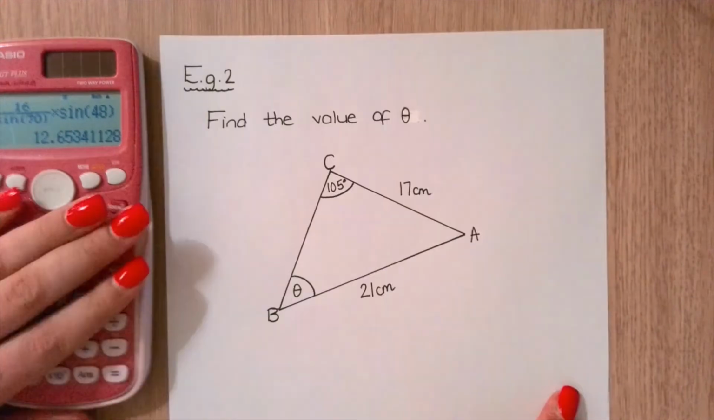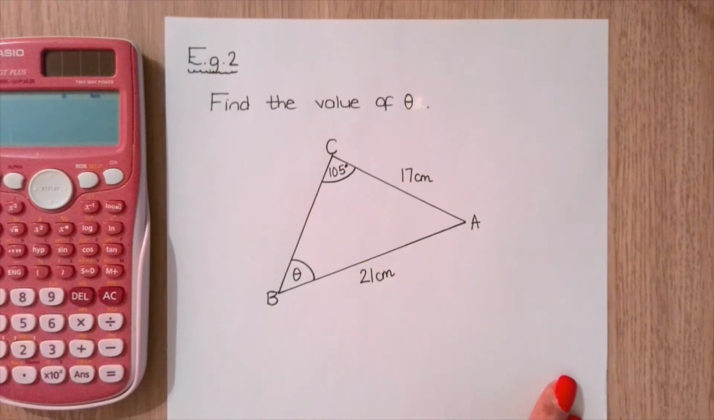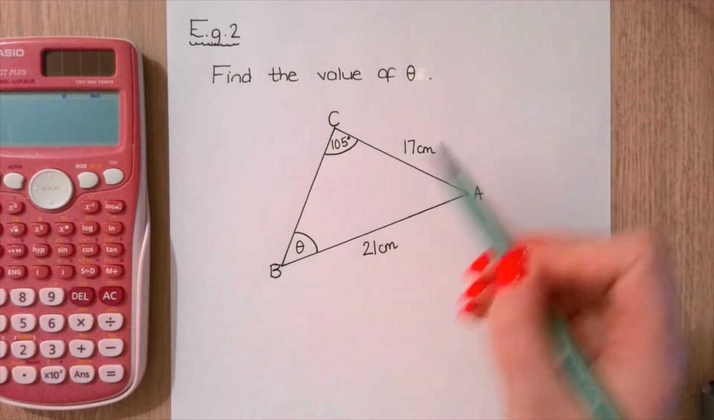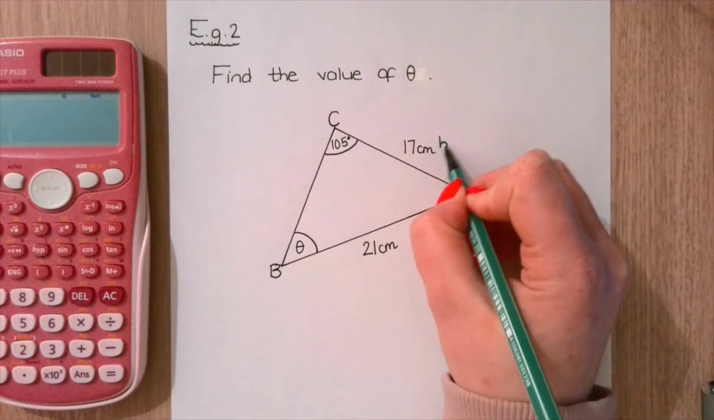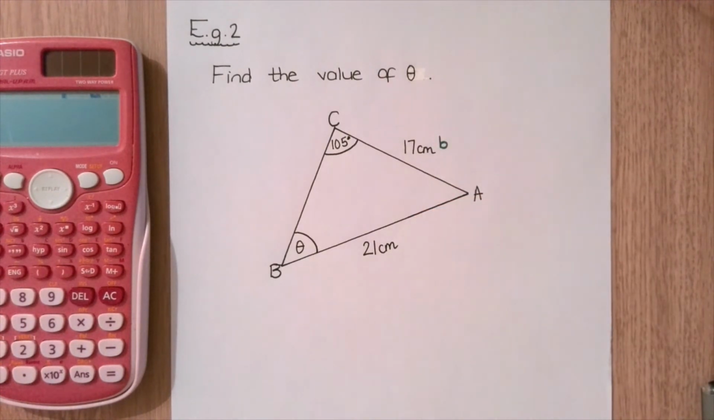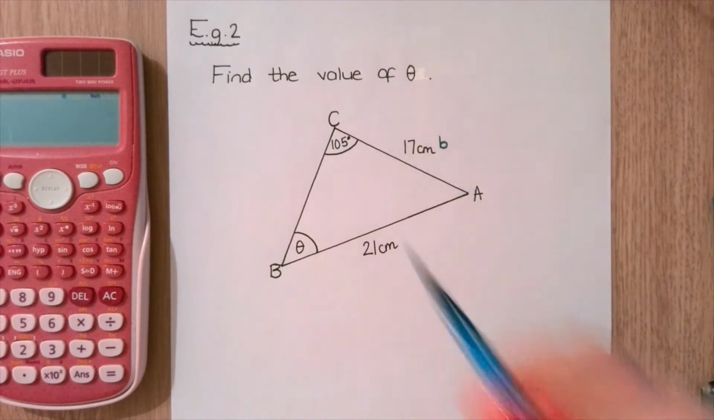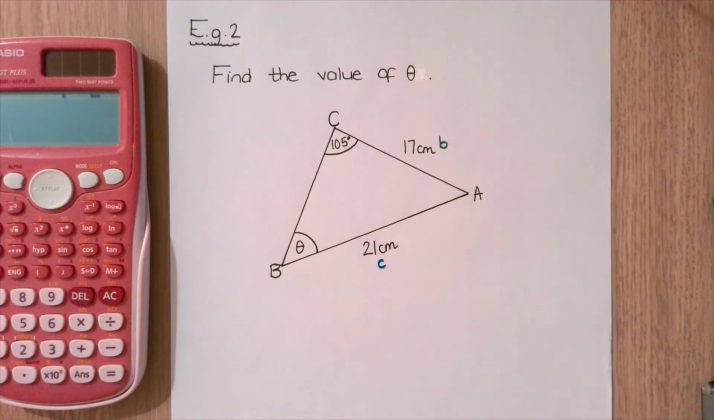My second example, this time I'm asked to find the value of an angle. So I'm going to now label my lowercase letters. Opposite my capital B is 17, so I'm going to label that lowercase b. And then the 21 is opposite my uppercase C, which I'm going to label lowercase c.